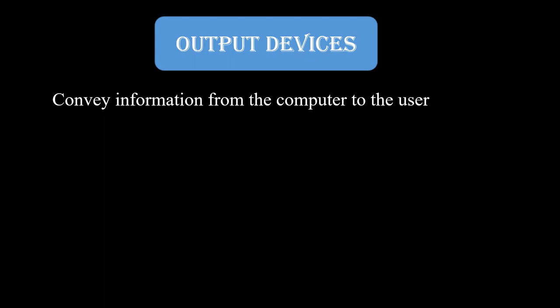Output device conveys the information from the computer to the user, which means it will take the information from the computer and it will give it to the user. Input means what are the things we are giving through the keyboard, like text format, number format. These are the input devices. Output means what are the things we are getting from the monitor. That is called the output device.